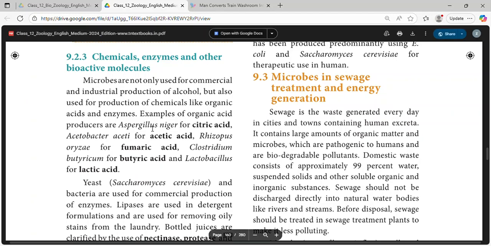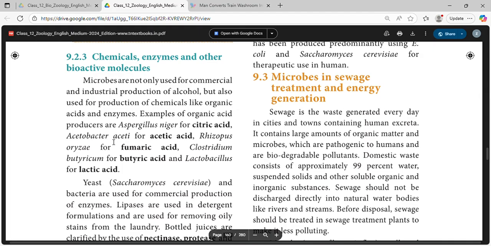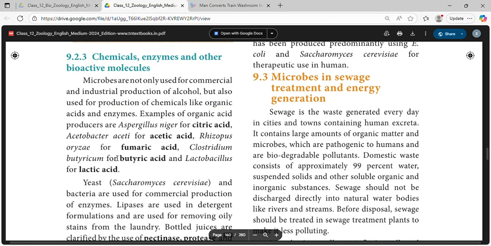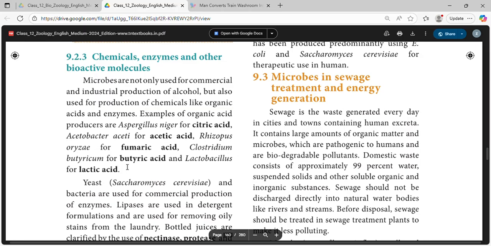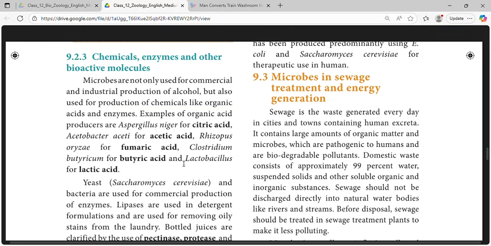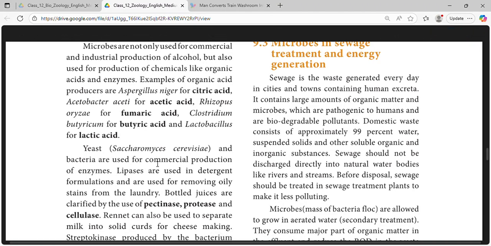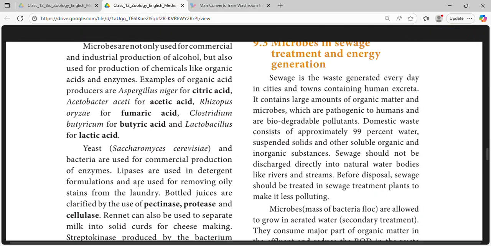Examples of organic acid producers are Aspergillus niger for citric acid, Acetobacter aceti for acetic acid, Rhizopus oryzae for fumaric acid, Clostridium butyricum for butyric acid, and Lactobacillus for lactic acid. Yeast, Saccharomyces cerevisiae, and bacteria are used for commercial production of enzymes.